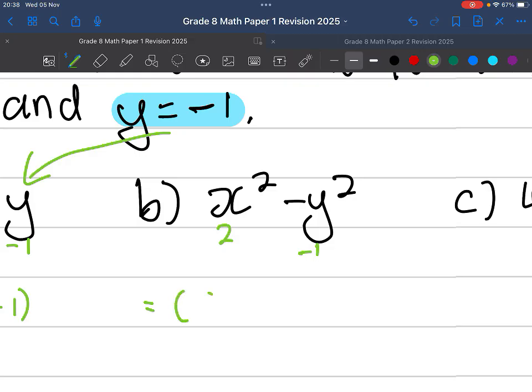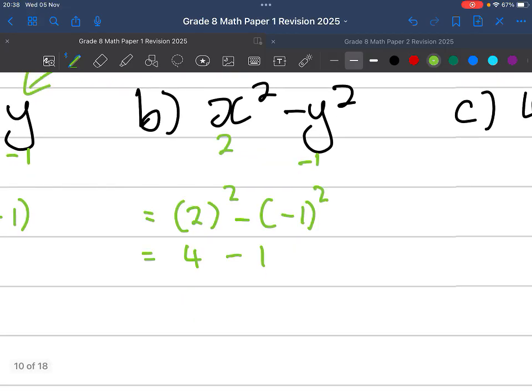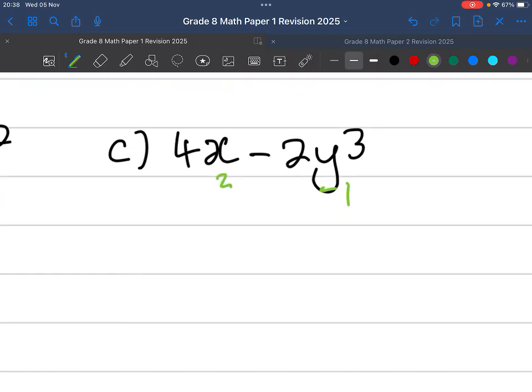Next one. This is something squared. It's going to be 2 squared minus negative 1 squared. And that's going to be 4 minus 1. If you put this in a calculator, you'll just be able to see what I'm talking about. And that's your answer there.